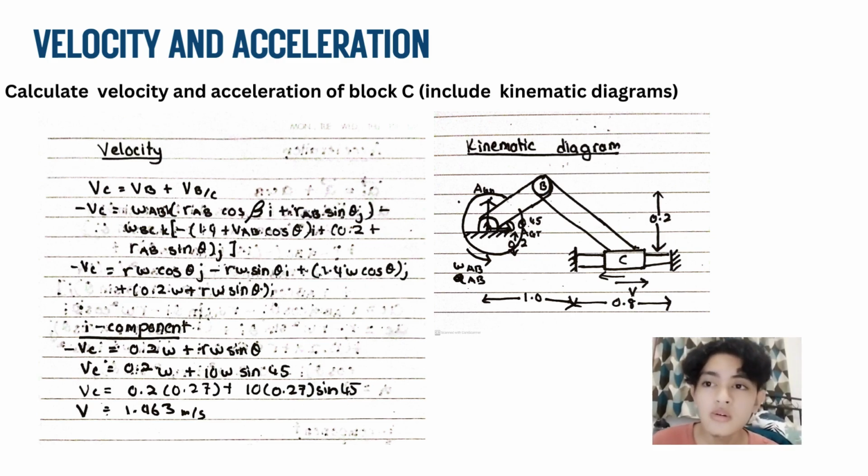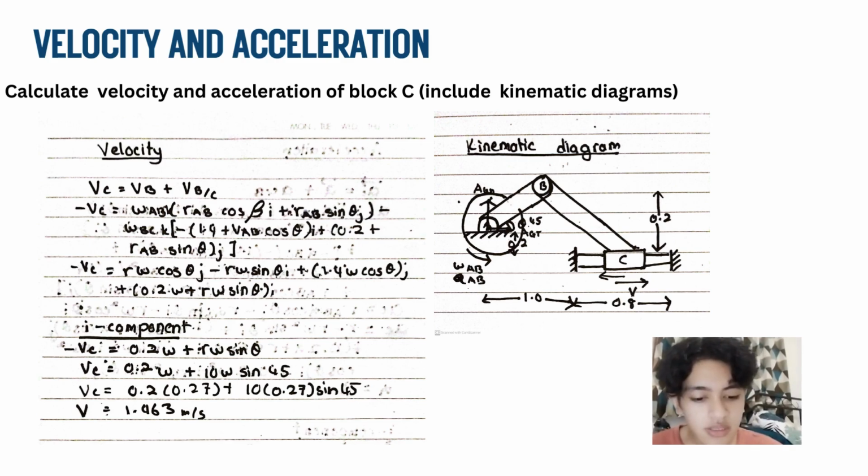Then for number 2, we need to calculate the velocity and acceleration of block C, including the kinematic diagram. I have included the kinematic diagram in the slide. The step to find the velocity is the same as we used in the length suggestion, which is the velocity formula: velocity of block C equals velocity of B plus velocity of B with respect to C.